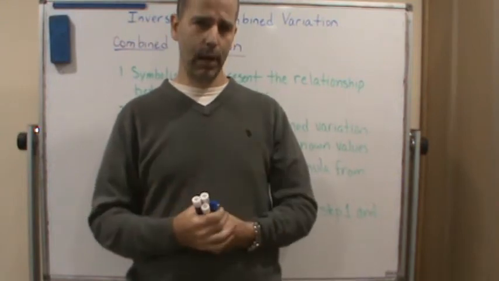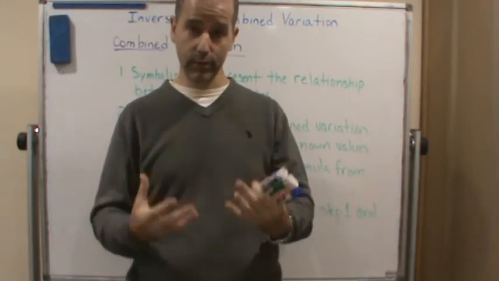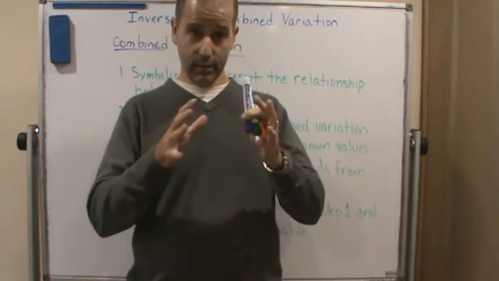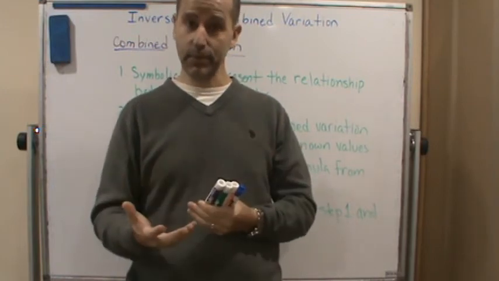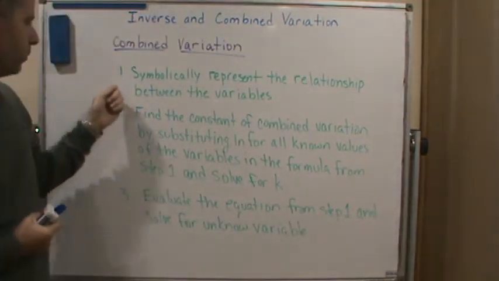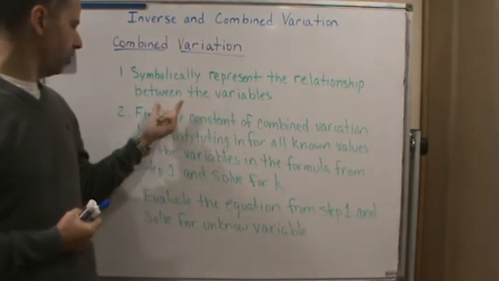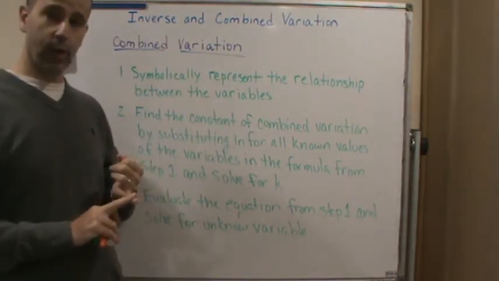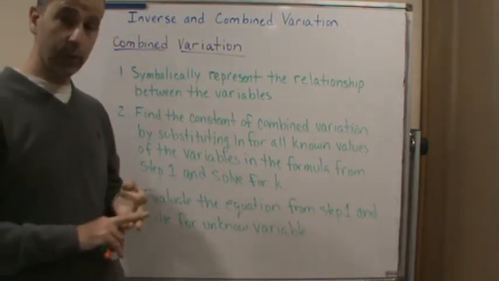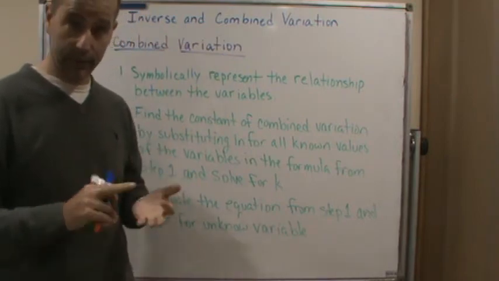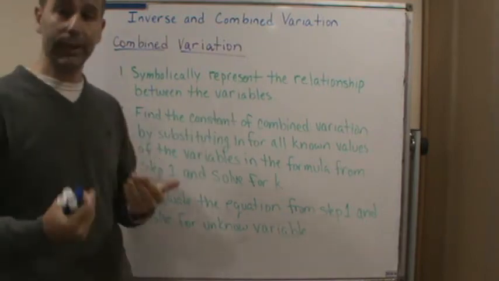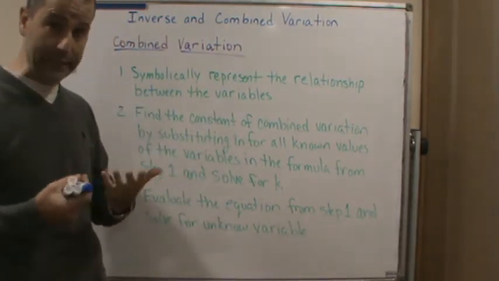So how do you solve problems that are like this? Well, it's very straightforward and easy, as long as you just take your time and understand the relationships that are going on for each group of variables. So here's what I mean. The first step is you want to symbolically represent the relationship between the variables. So which variables are directly related to each other? Which variables are inversely related to each other? Okay, which variables are jointly, if that's part of it? Okay, so once you do that, then there are other relationships that you have to read carefully about.